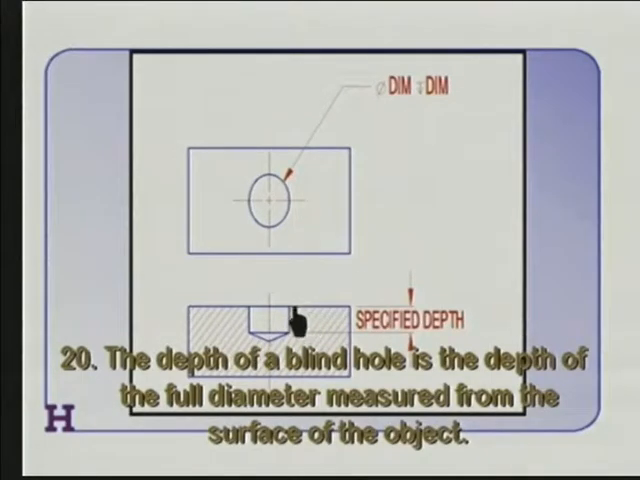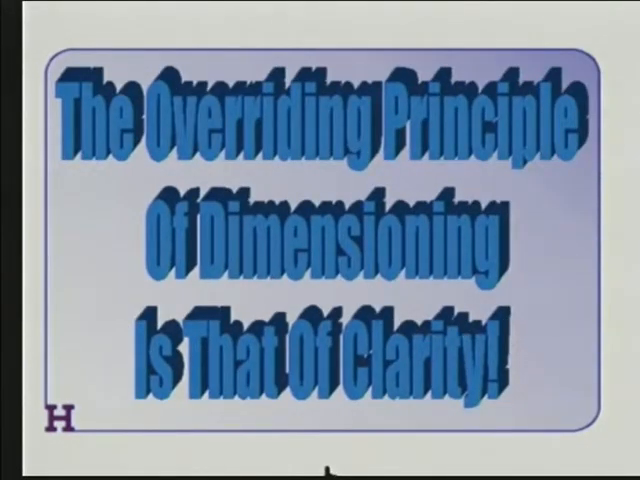Remember, sometimes when you're dimensioning, it may seem that you're caught in a catch-22, that some of these principles will conflict with other principles, but you always fall back on the overriding principle of dimensioning. The overriding principle is that of clarity. Our whole purpose for doing this is to, as clearly as possible, specify the exact size of objects.